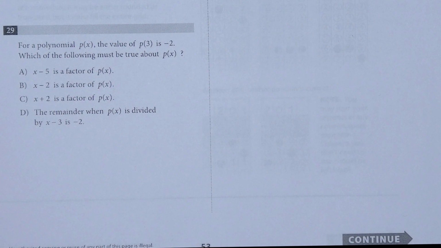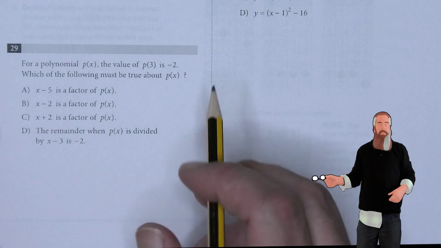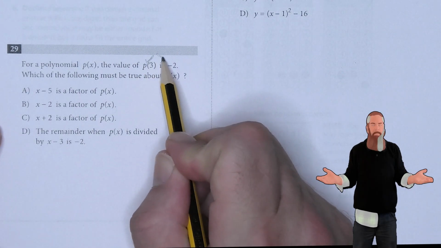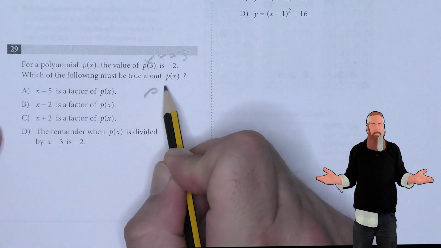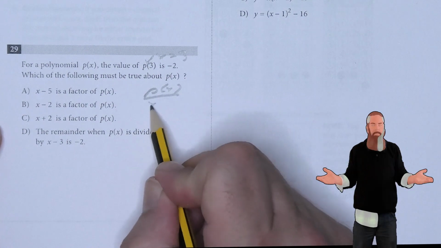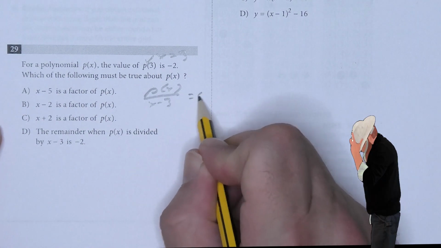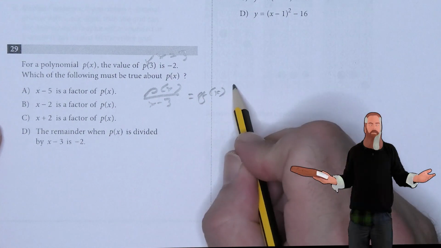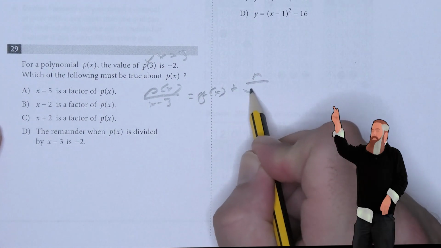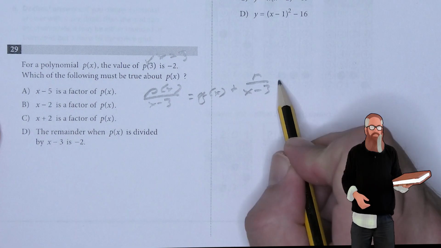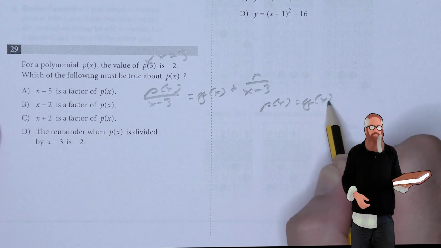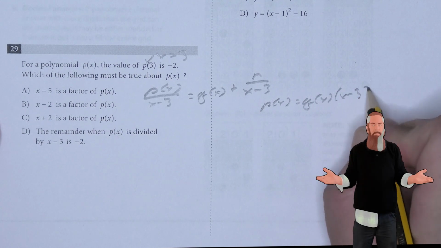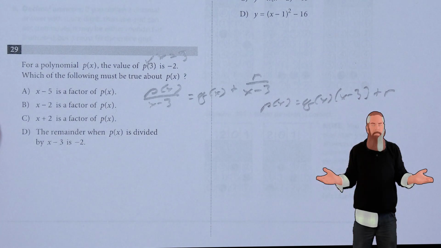Which of the following must be true about p(x)? So what I start out with is this idea right here that x is equal to 3. This means that I can have p(x) divided by x minus 3 would be equal to q(x) plus some r value over x minus 3. This means I get p(x) is equal to q(x) times (x minus 3) plus r.